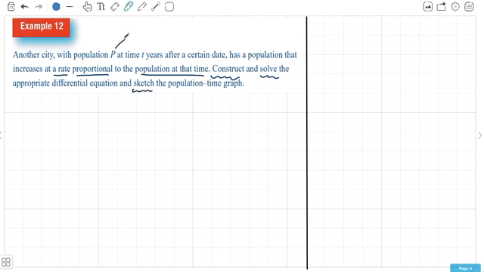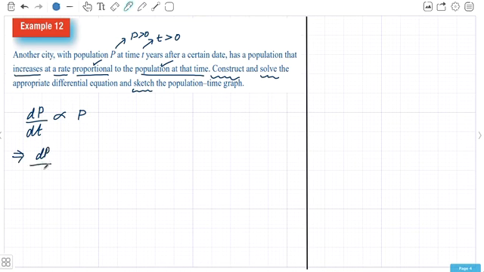So again, we can see we've got P and t, which are both going to be positive because we're looking at time. Time's always increasing, and this population is increasing. So the rate of change of the population with respect to time is proportional to the population at a particular time. Okay, so that's the proportional part, and it's just population. In the last example, it was the square root of the population.